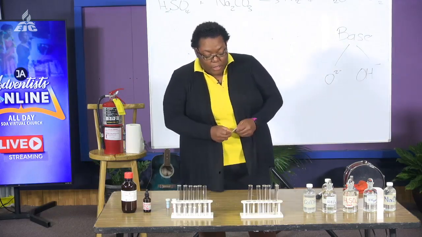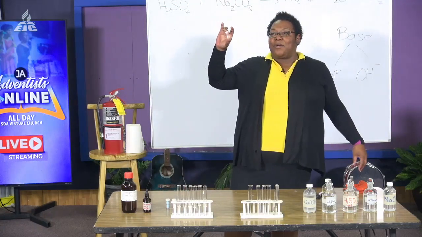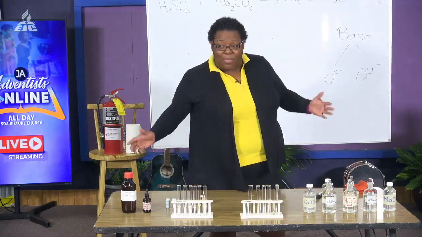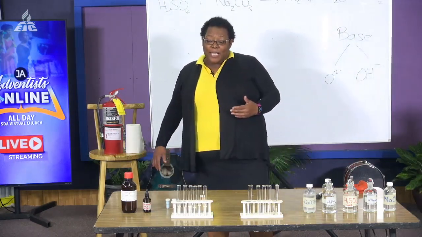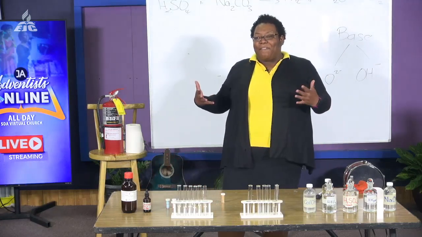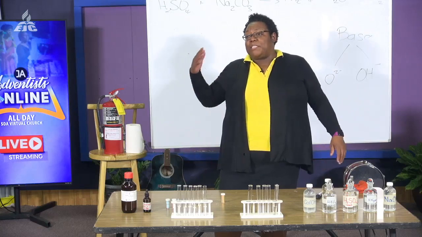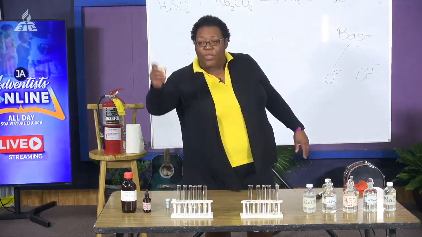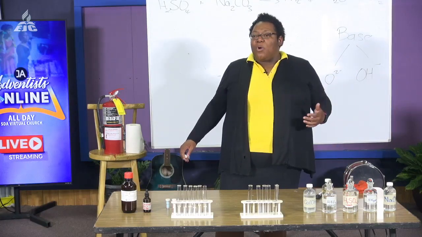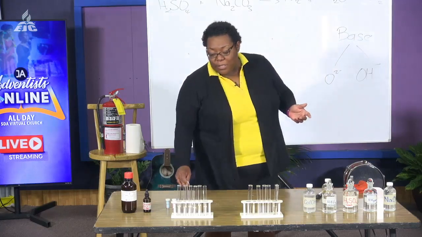All right, so here I have as well universal indicator or pH paper. The truth is, the indicators that I mentioned before can be used to identify if something is acidic or if something is basic. But the universal indicator, pH paper, or a pH meter, will tell us how acidic or how basic a substance is.